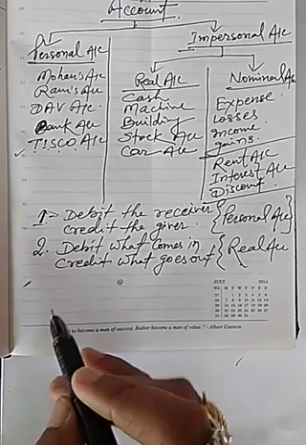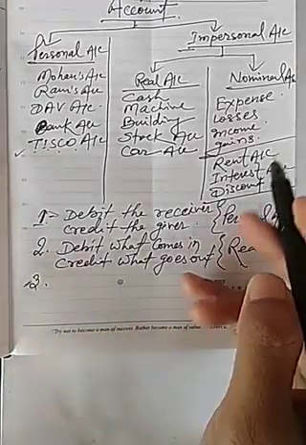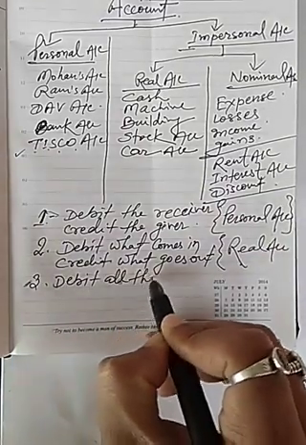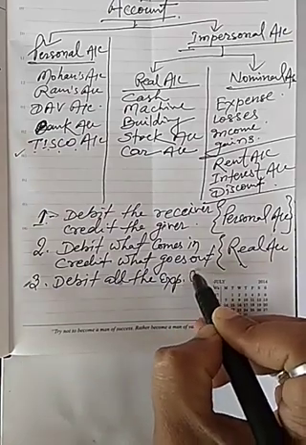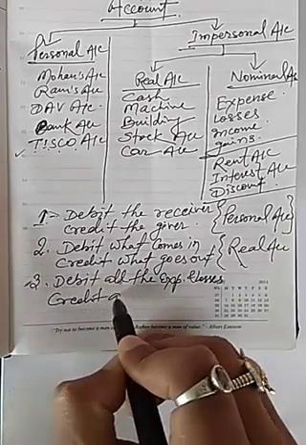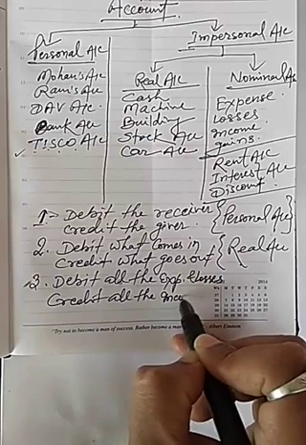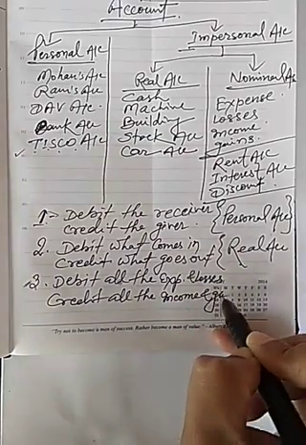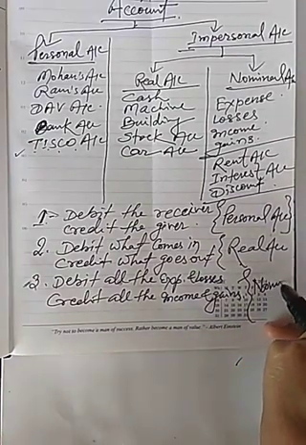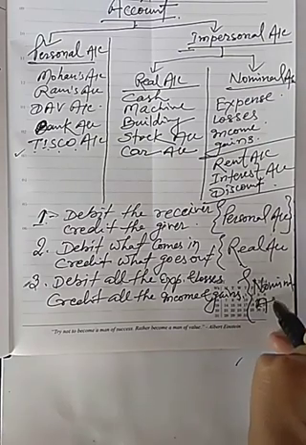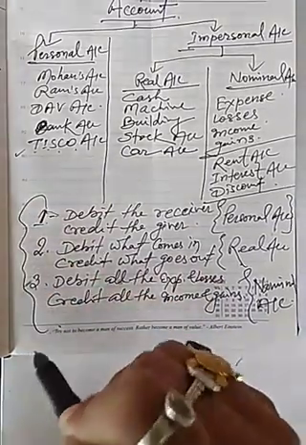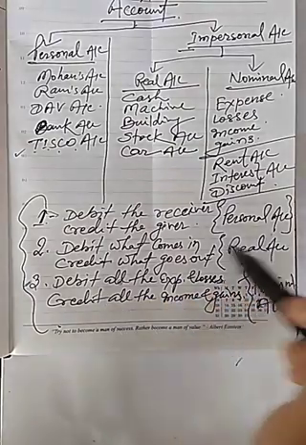So the rule for nominal account will be: debit all the expenses and losses and credit all the income and gains. This rule is related to nominal account. So these are three rules. You have to learn them.